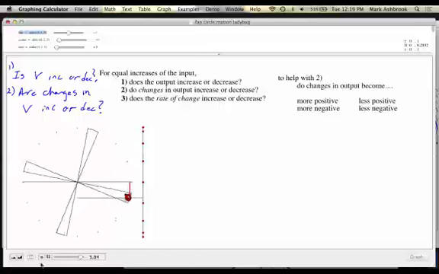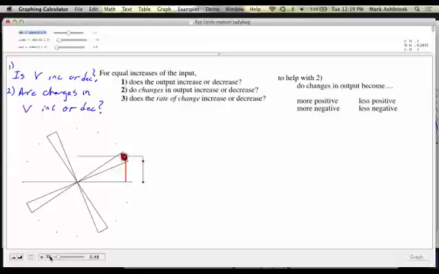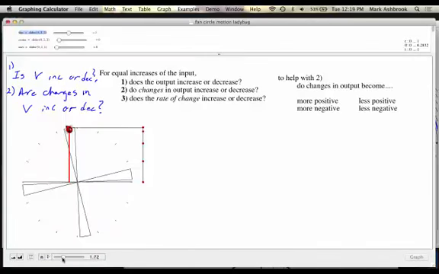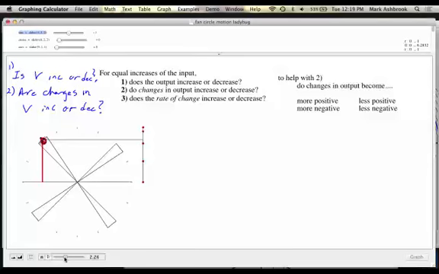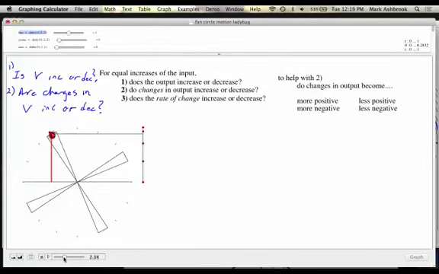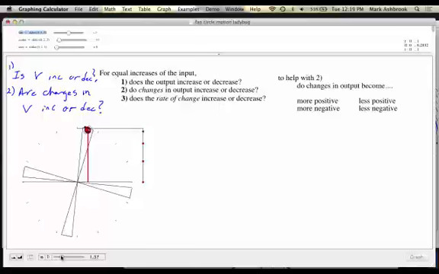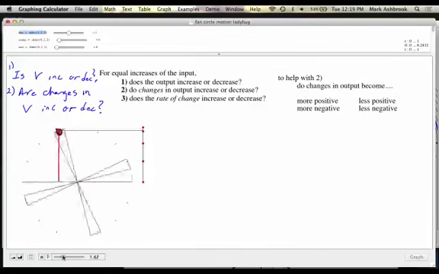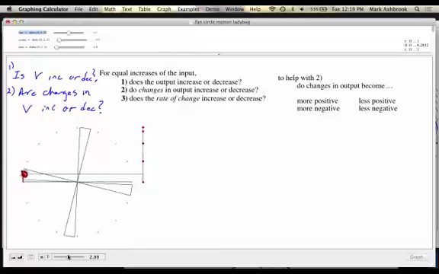Okay, so we did the first quadrant. Second quadrant. Here we go. So second quadrant is through here. Is V increasing or decreasing? Decreasing, going down, right? And it decreases from what to what? Starting at, what's the value of V right in here? 1, ending at 0, okay?